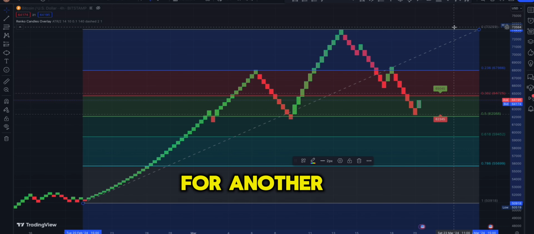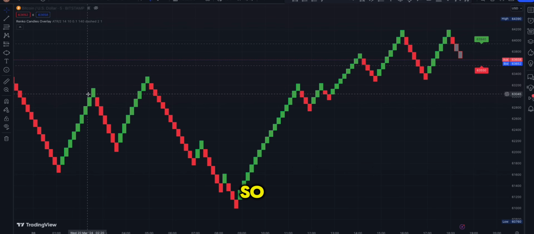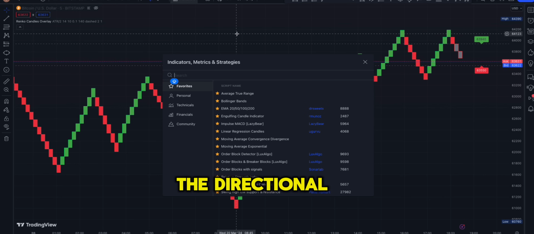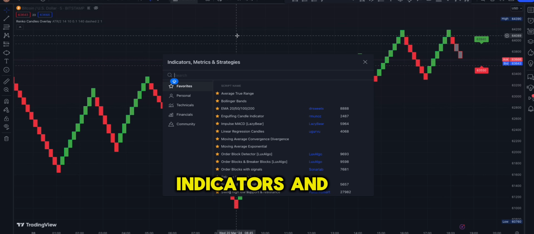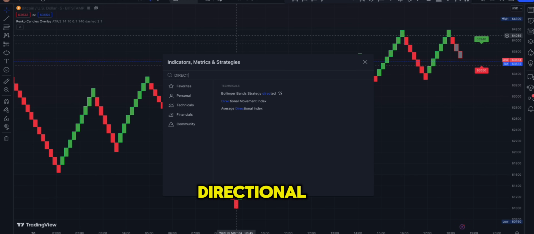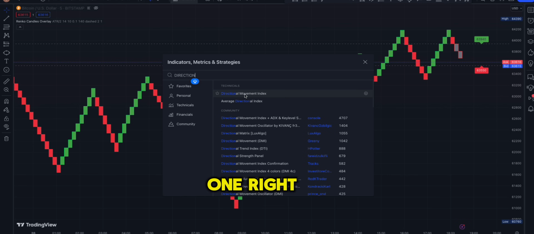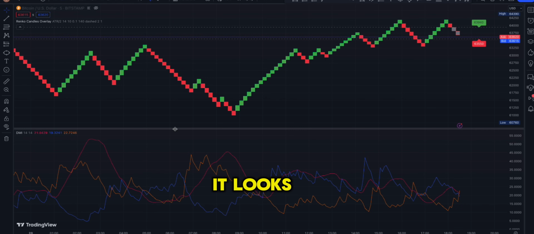So let's look for another indicator that will work perfectly with these renko charts. Another indicator we can add with this renko candle is the directional movement index. So we'll go to our indicators and type in directional movement index. This first one right here, we'll pick it. So this is how it looks.